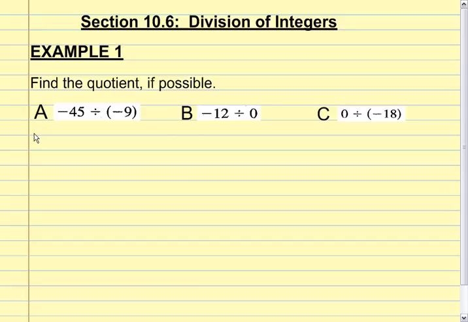Eric, this first problem, A, says negative 45 divided by negative 9. Do they have the same sign? Yes. So their answer is going to be what? Their answer will be positive, because they have the same sign. So I now have a positive, but what's the number value now? What is 45 divided by 9? Don't use your calculator, use your mind. 45 divided by 9, Ian? 5. So our answer here is positive 5. Beautiful.